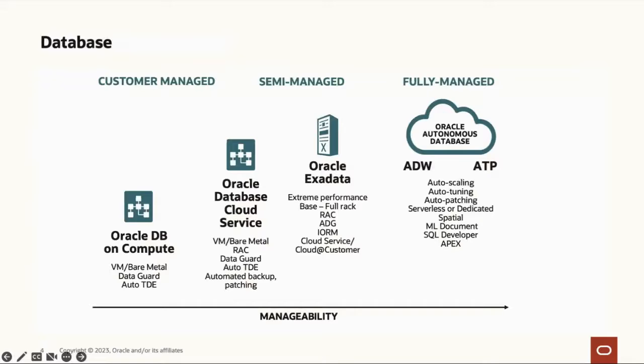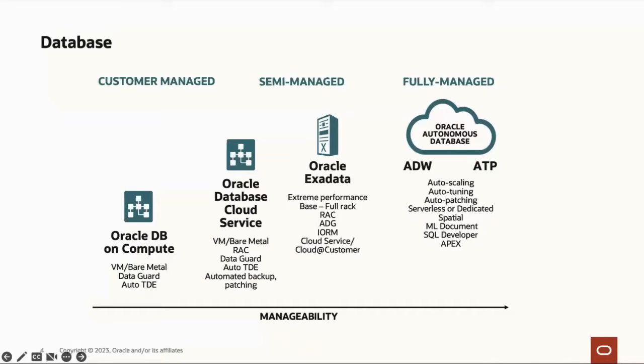So within Oracle Database Service, we do have a lot of different options for you to choose from. From left to right, that just means more manageability is on OCI. Starting from the left, we have our Oracle database on compute. This is our standard database virtualized on the cloud. It does have default transparent data encryption, or TDE. And here you can really take advantage of different virtual machine and bare metal options.